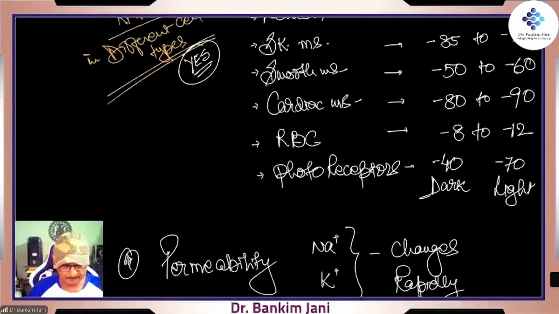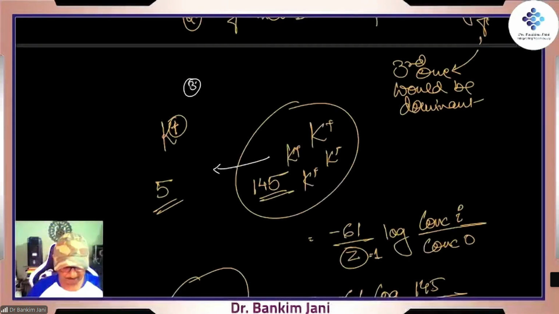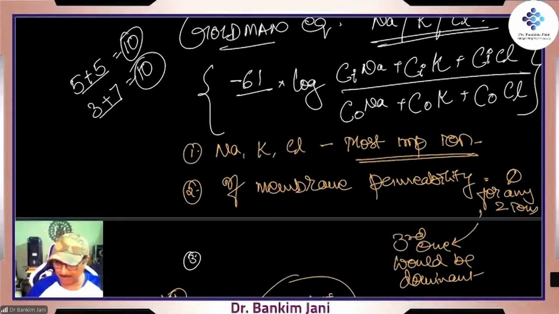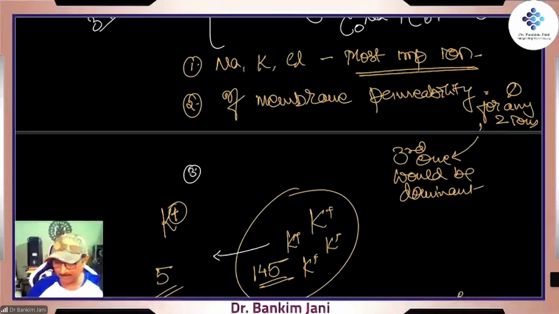Which point? Membrane permeability. Permeability means the ability to pass through the membrane, right? If that ability is 0 for 2 ions, so if 2 ions are not passing through the membrane, then only 1 ion is left. Only that one will be passing through the membrane and making all the changes. Obvious, no? If there are 3 players and 2 are not playing, only the third player, the main one, plays.